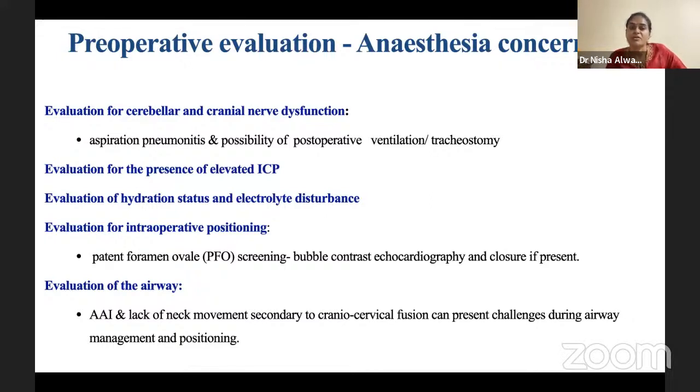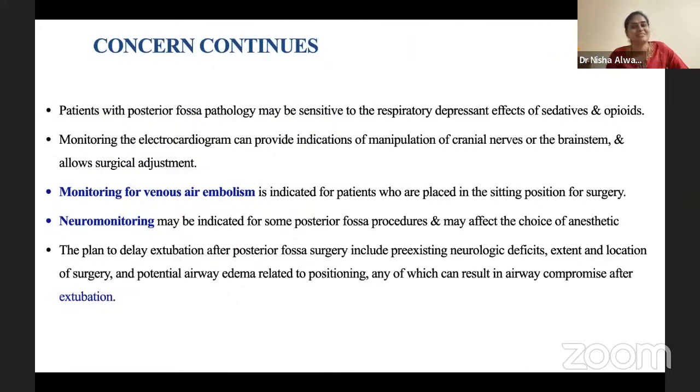When it comes to intraoperative positioning, if preoperatively we have discussed with the surgeon and in this condition it's planned to have a sitting position, then it becomes important that we have a concern about patent foramen ovale, or even other cardiac conditions; history is important. Evaluation of the airway is important in all general anesthesia cases, as you know very well. But in our case, especially in those patients who have atlantoaxial instability, like patients with Down syndrome or rheumatoid arthritis, where there is already some C1-C2 instability, it's very important to have adjuncts for the difficult airway. The concern always continues here.